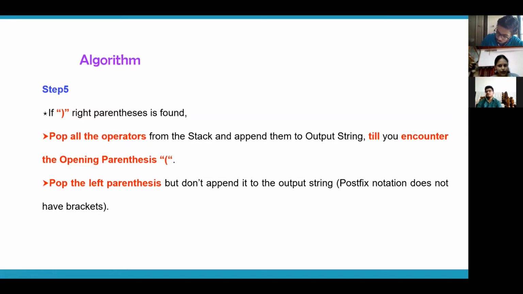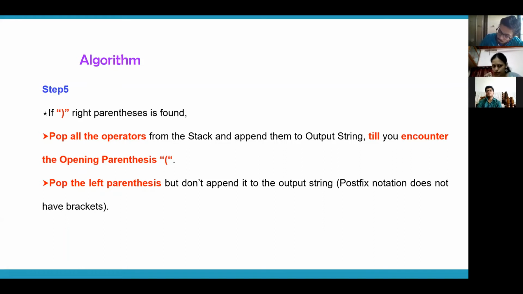Mother-in-law has come, then you will have to remove everybody from the clinic until you meet the wife, that is the left parenthesis. So you will remove the wife also, but you will not put your wife in the queue. Whoever you are removing, you are appending that person to the queue, okay? But the wife, you cannot append her to the queue. You will just pop her, not append her to the queue.